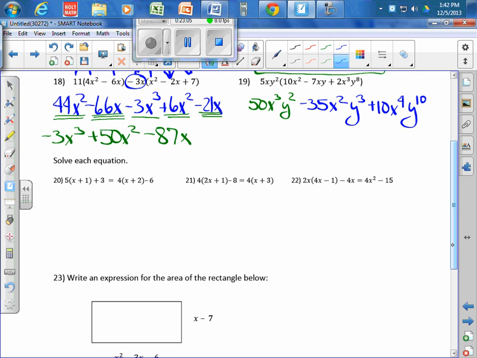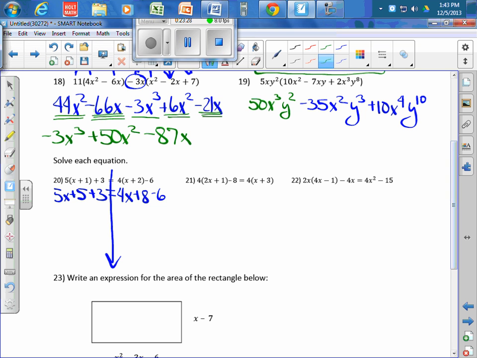In number 20, solve each equation. Keep track of your equal sign all the way down. Keep track of what is on each side of the equal sign. On the left side, you will have 5x plus 5 plus 3 equals 4 times x is 4x plus 4 times 2 is 8 minus 6.